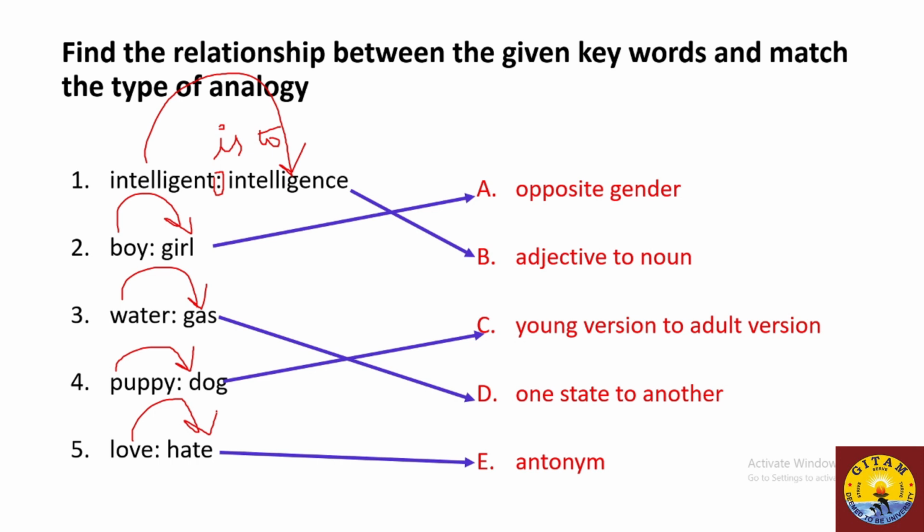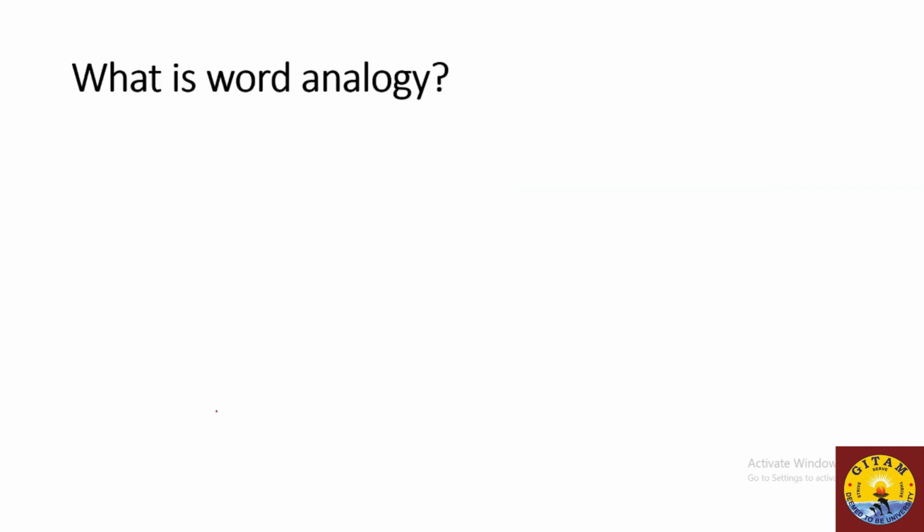Now, what did you learn from this slide? We understood, number one, how to build a connection between the keywords. We also understood the category they belong to. Please take a screenshot. This will help you in the future. Now, let me take you through the next slide.